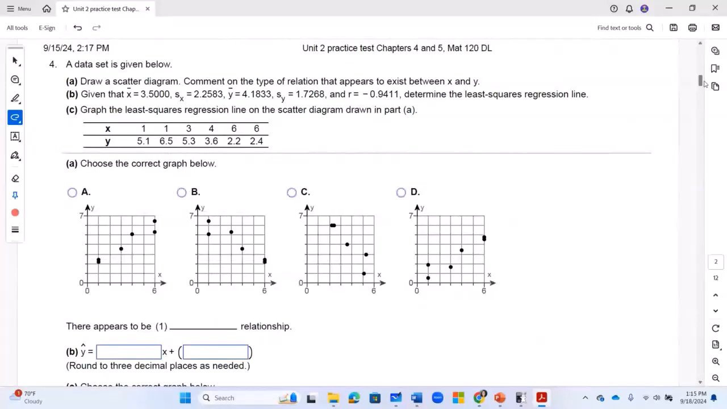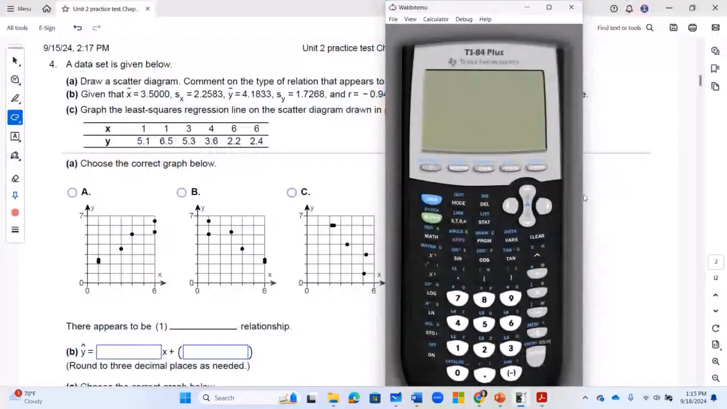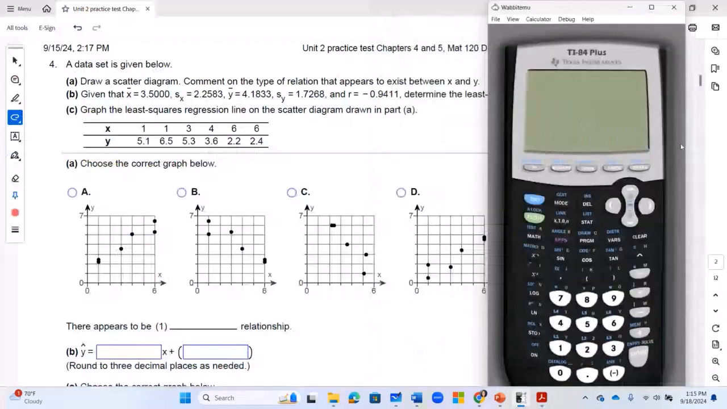We've already been given a lot of things. I'm going to use the graph to draw a scatter plot of this. So I am going to get my calculator again and do a scatter plot of the data in number four. I like to use my L1 and L2.